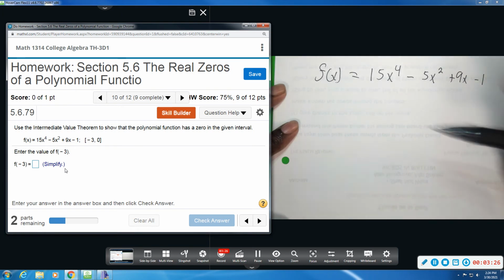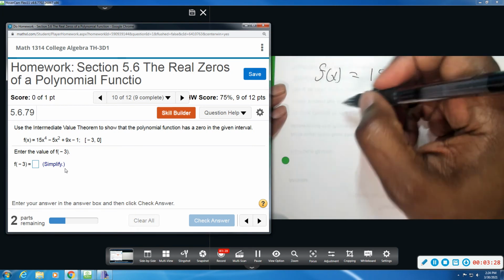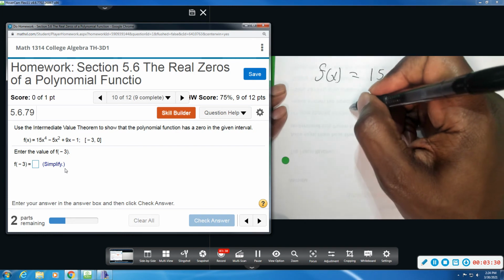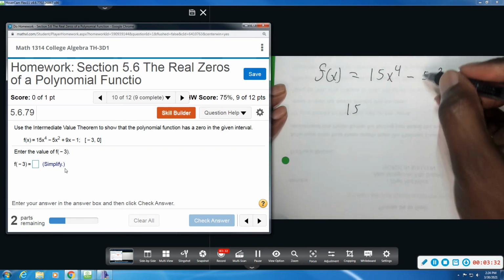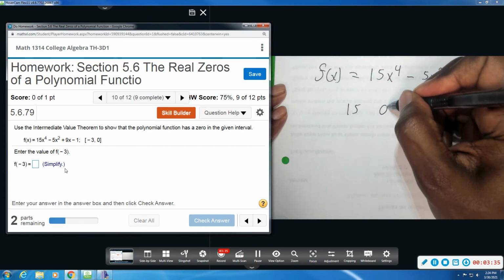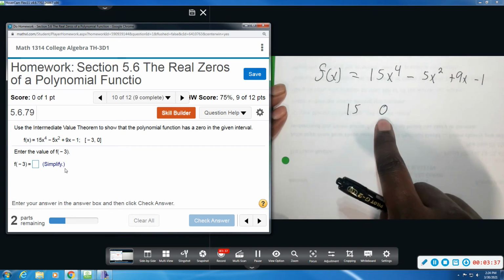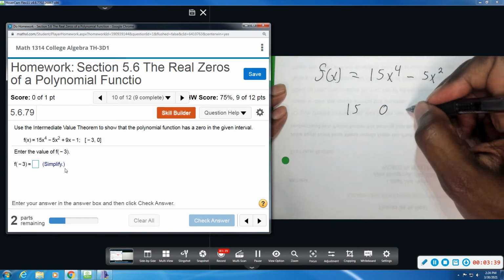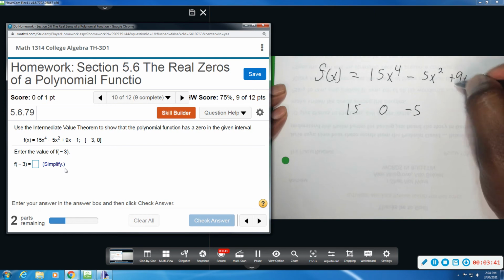So what we're going to do, if I'm doing synthetic, I'm going to list my coefficients. So I'm going to list 15. I don't have an x to the 3rd, so I have to put a 0 as a placeholder. That's important that you get that. And then we have -5, and then we have +9, and then we have -1. Okay, so I'm going to do -3 first.